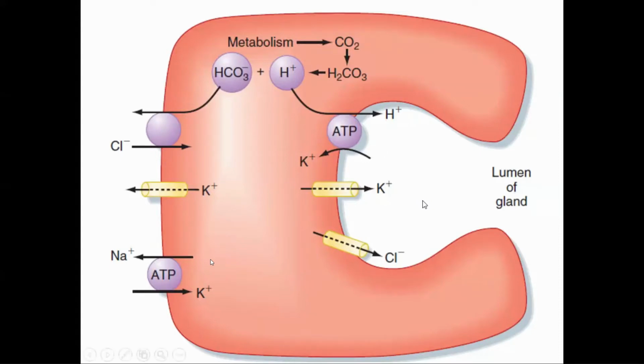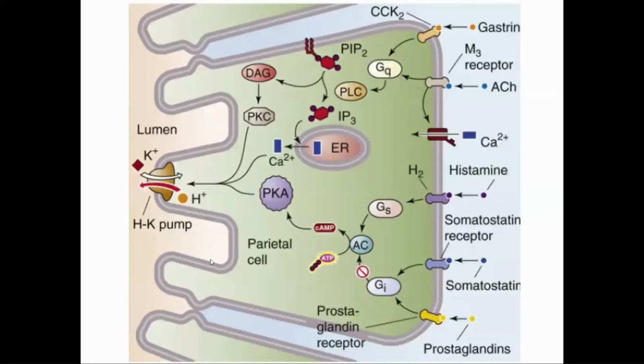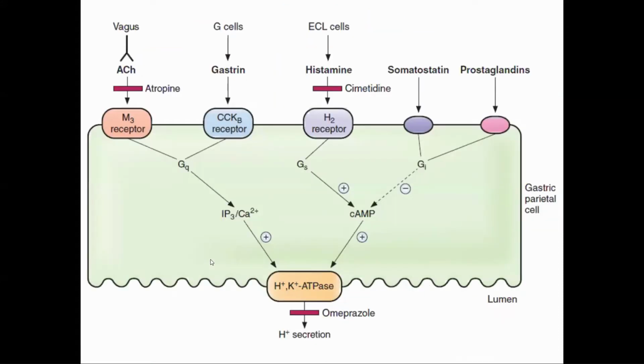The mechanism of secretion of HCl from the parietal cell is by different types of neurotransmitters and receptors. In the parietal cell, there is the M3 receptor, the CCKB receptor, the H2 receptor, and the receptor for somatostatin. The M3 receptor is stimulated by the vagus nerve.